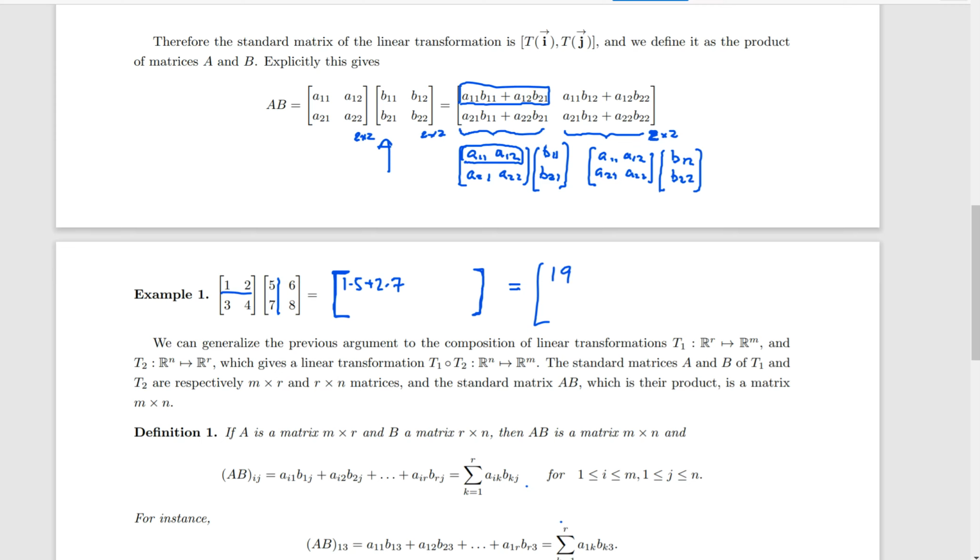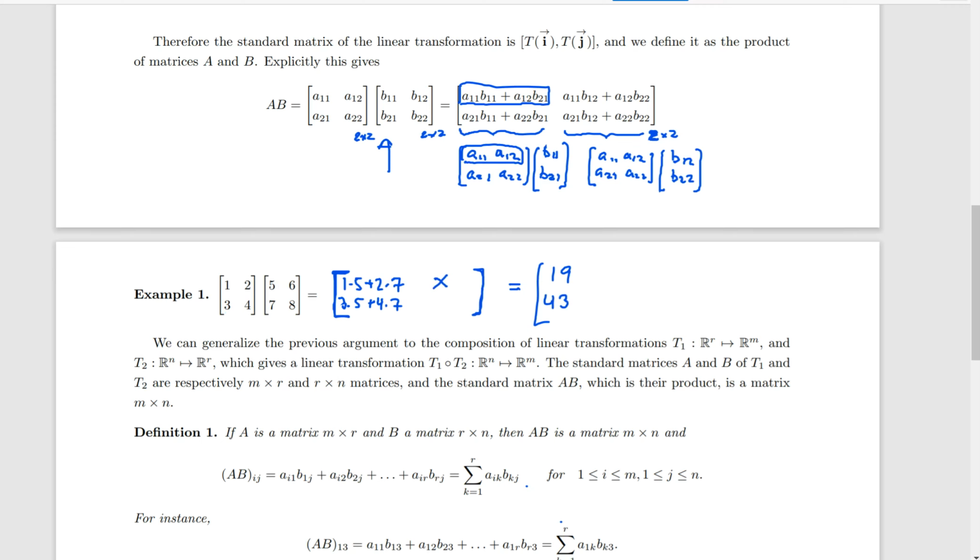And then to get the entry here, I need to multiply this row against this column, 5, 7. So that's going to give me 3 times 5 plus 4 times 7. So that's 15 plus 28, so 43.